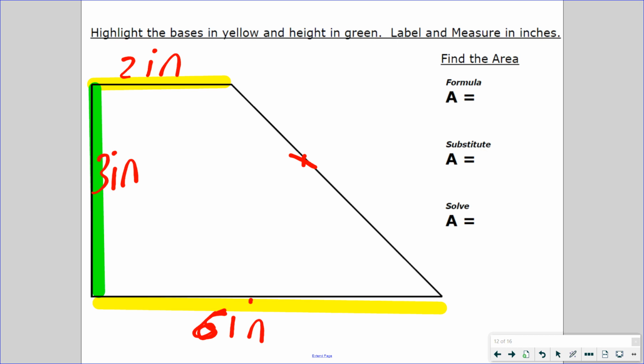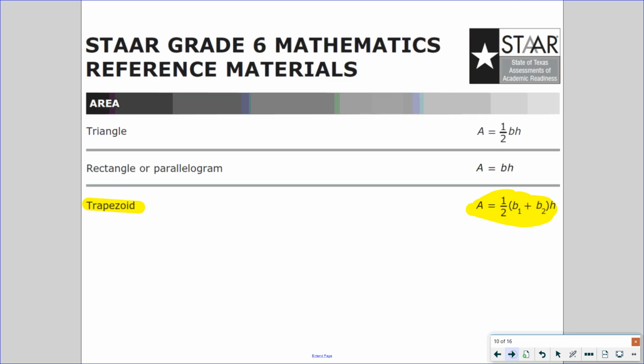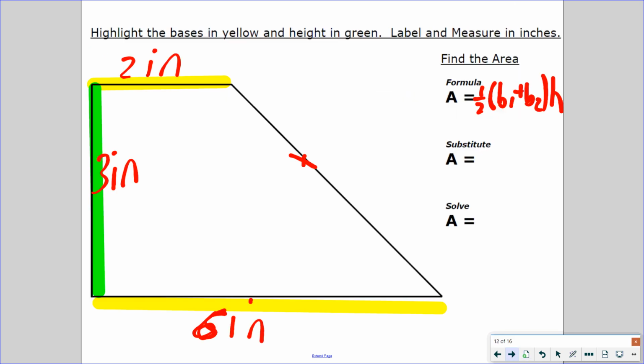So what is the area formula? The area formula is half of B1 plus B2 times the height. Again, where do we get this? Right here. You are given a STAAR reference chart. It's right there. So what is B1 and B2? You know what? I'm going to label this. This is B1. This is B2. And this is the height.